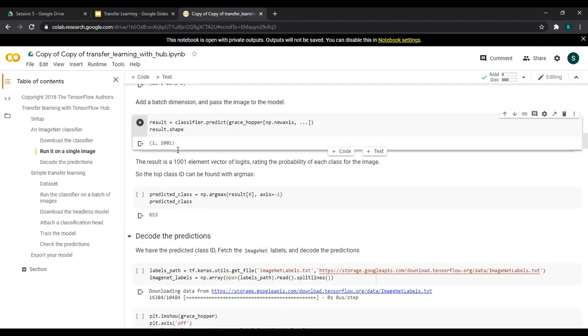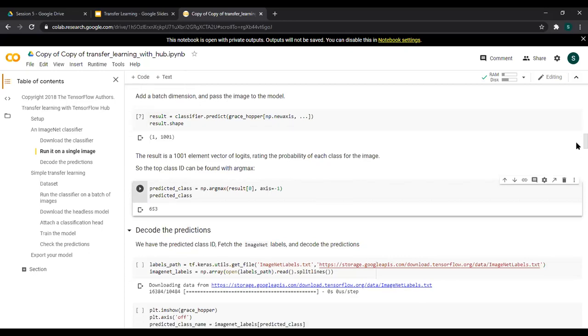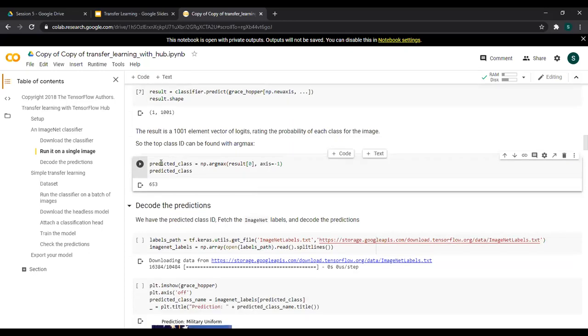So as you can see here, we have a 1,001. The 1,001 is basically rating the probability of each class for this image. Using these lines of code, we can get the top class ID found when we cast the Grace Hopper image to the model.